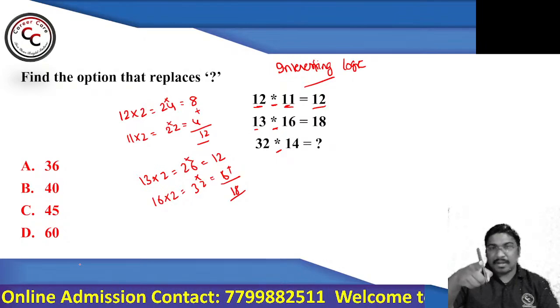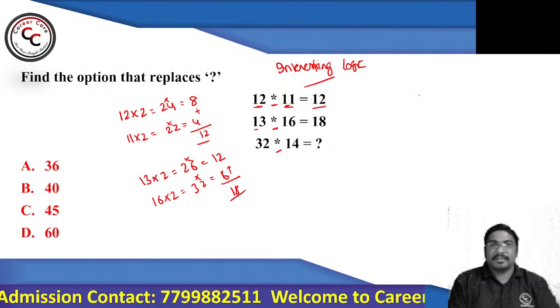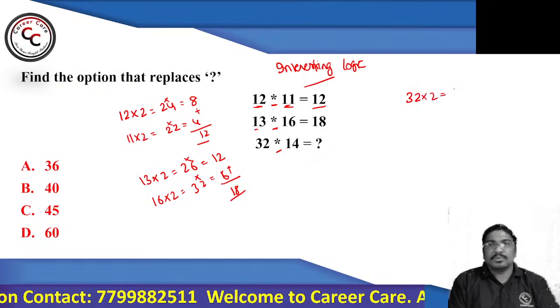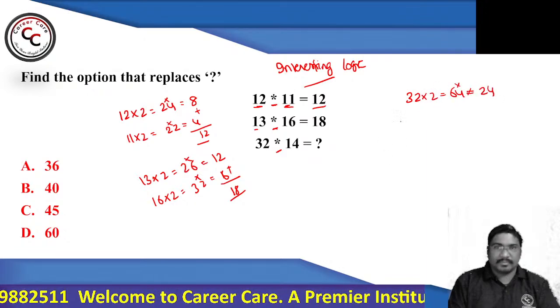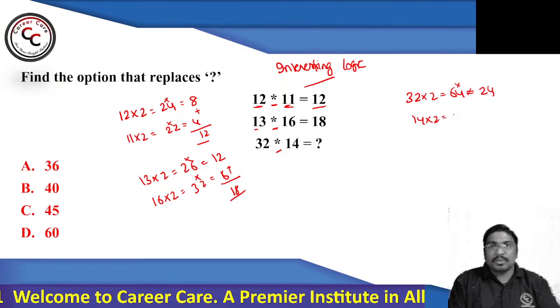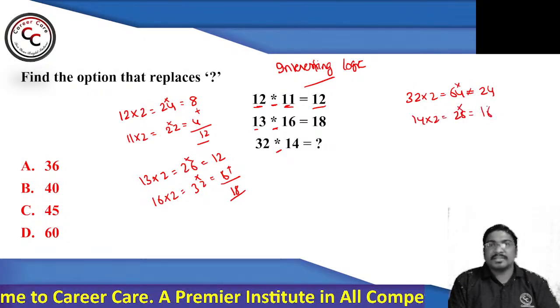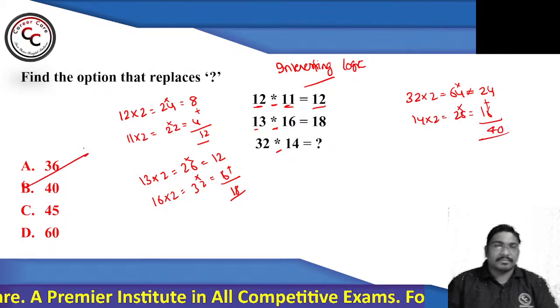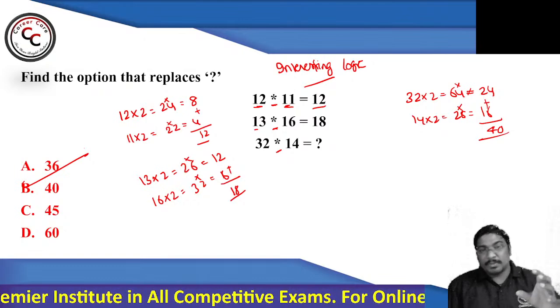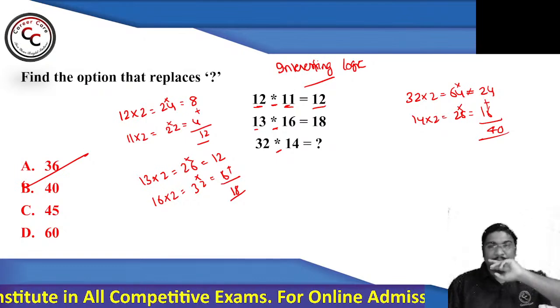Apply the same pattern here with respect to the third one. 32 into 2 is 64, 6 into 4 is equal to 24. 14 into 2 is 28, 2 into 8 is 16. So 24 plus 16 is equal to how much? 40. Right? So logics will be in this particular format also.